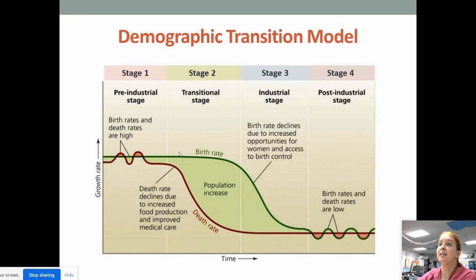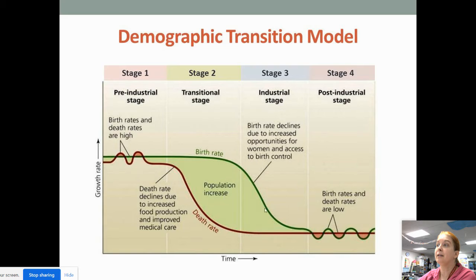So, first stage is the pre-industrial stage. Birth rates and death rates are both fairly high. Stage 2, you have your transitional stage. The birth rate stays high, but the death rate decreases due to increased food production and improved medical care. And then that's when, if you have lots of babies being born but not dying, you tend to have a nice large population increase.